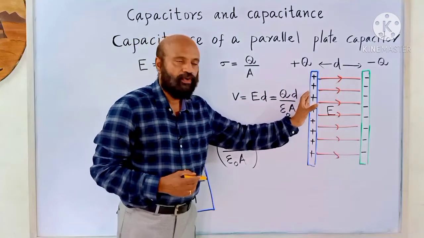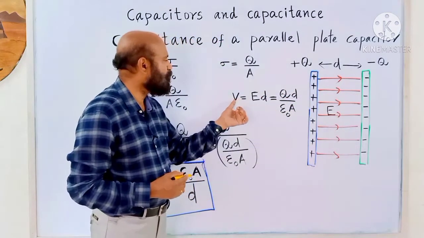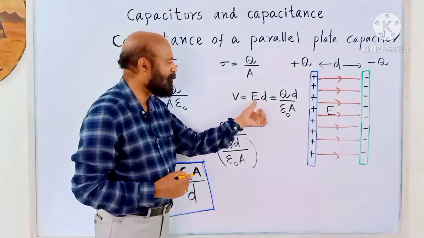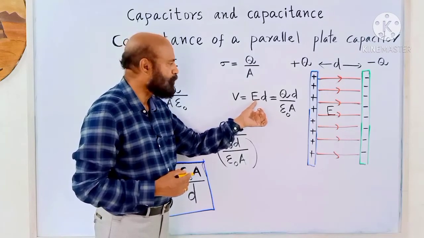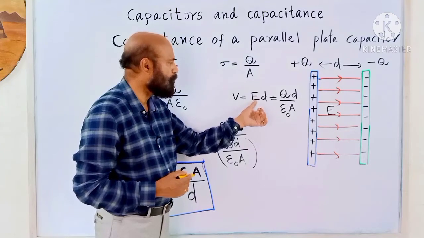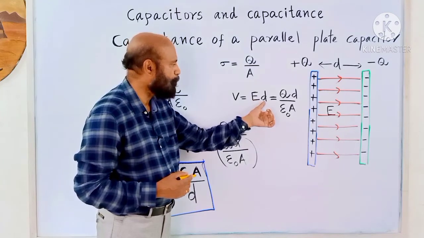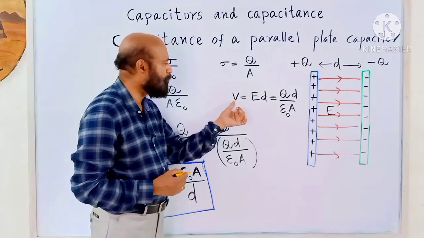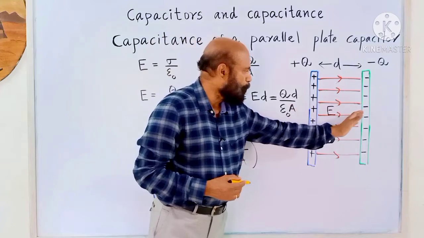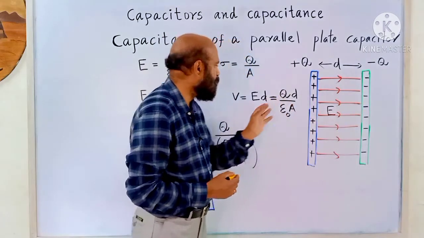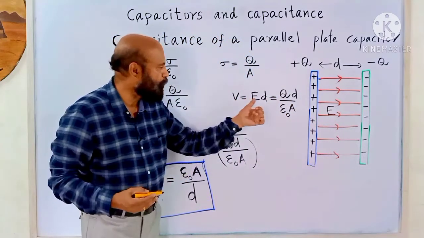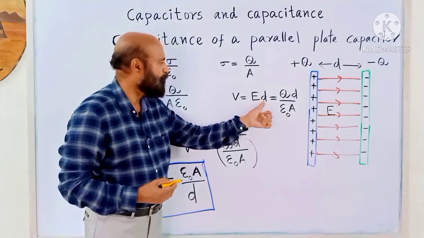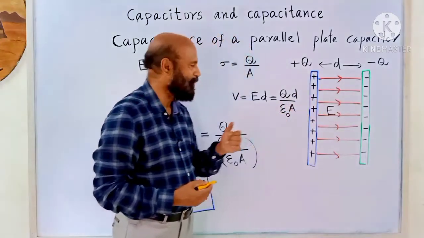Now since the electric field is uniform, we can write V is equal to E into D, where E is the uniform electric field. Electric field is a force acting on unit positive charge. Force multiplied by distance will give you the work done. Potential difference is the amount of work done for taking a unit positive charge from one end to the other end. So since the electric field is uniform, we can write V is equal to E into D, where D is the distance between the plates.